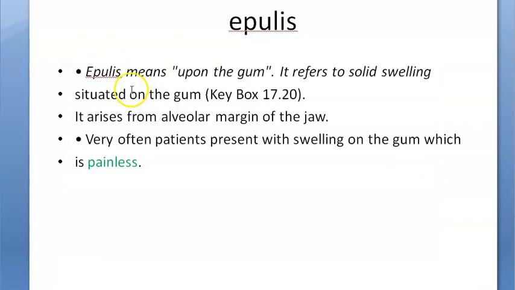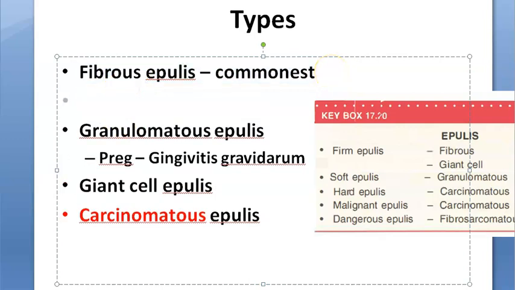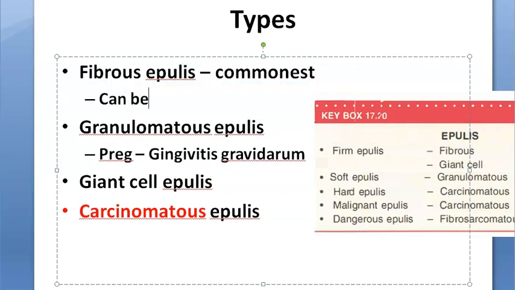Which is most common? Most common is fibrous. This is the commonest. Here, a simple fibroma arising from the periodontal membrane presents on the gum. This can undergo sarcomatous change. It's a firm polypoidal mass, slowly growing and non-tender. This is the most common one, so we have put it first.